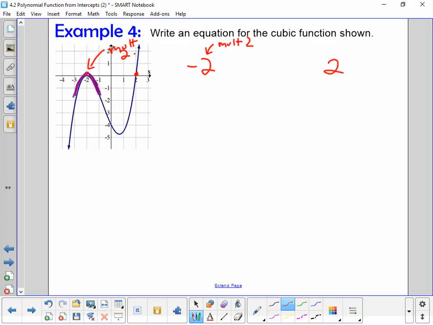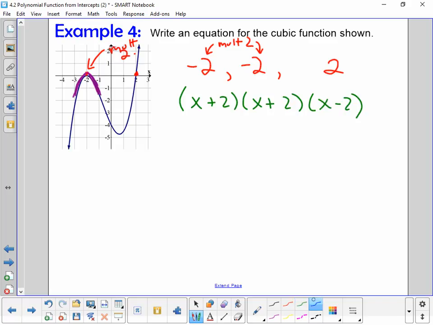The only thing that can make that behavior on a graph is if it has a multiplicity that is even. You may guess, or you may think perhaps it's 4 or perhaps it's 6. It has to be an even number. Usually I go with the lowest number that will fit the bill unless I have more information. So this is going to have multiplicity of 2. So we've got a negative 2, a negative 2, and a positive 2.